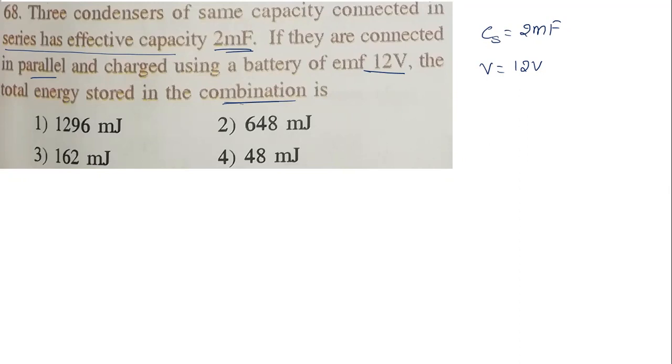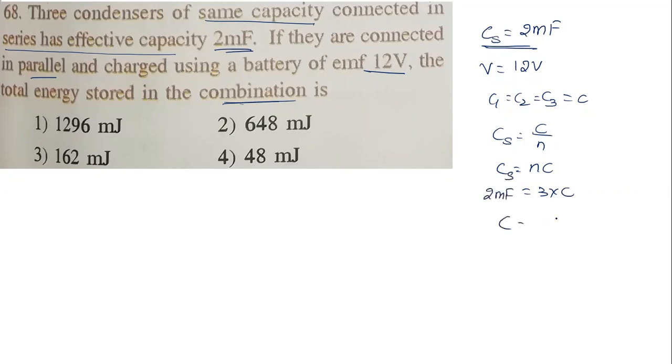Here the question is given to us. There are given what now? 3 capacitors of same capacity. What is the meaning of same capacity? C1 equal to C2 equal to C3, let's say C. And they are connected in what combination? Series combination. Can we say then Cs equals C by N? Then C equals N times Cs. N is 3 here. Cs is how much? 2 millifarad. So then C equals what now? It is 2 by 3 millifarad. That is the capacitance of each capacitor.